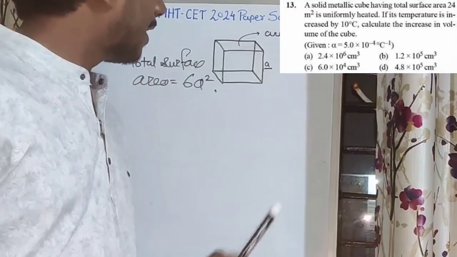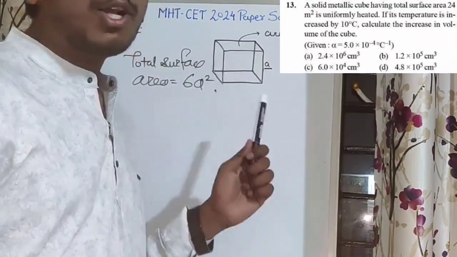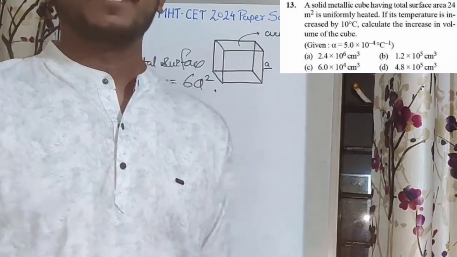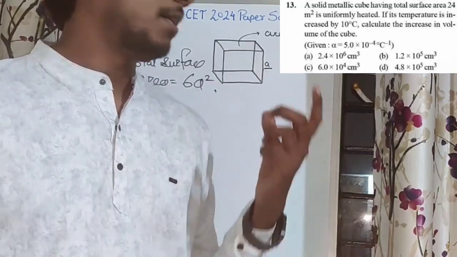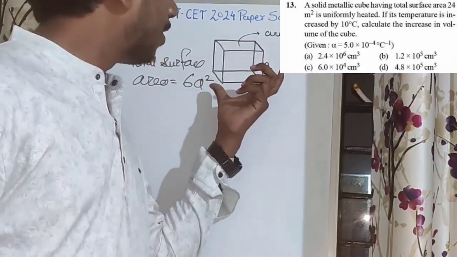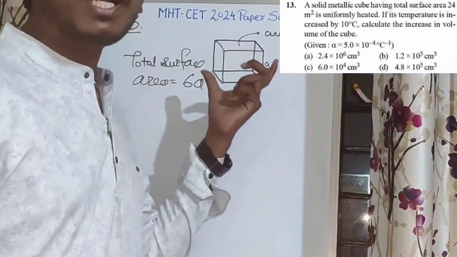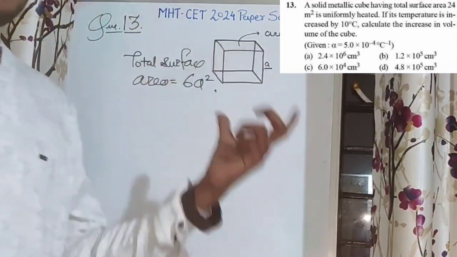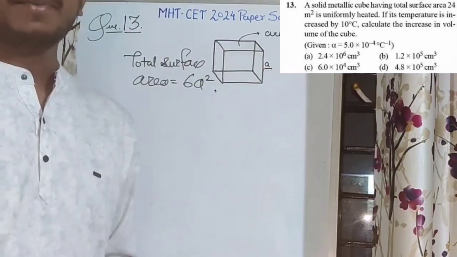We have to find out how much the increase in volume will be if we increase the temperature. If we increase the temperature of this solid metallic cube, then what will be the increase in the volume of this cube?